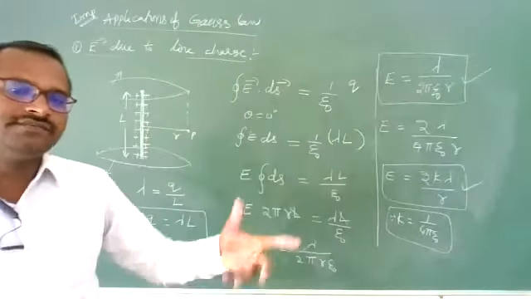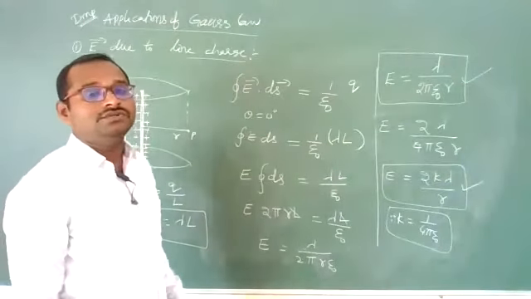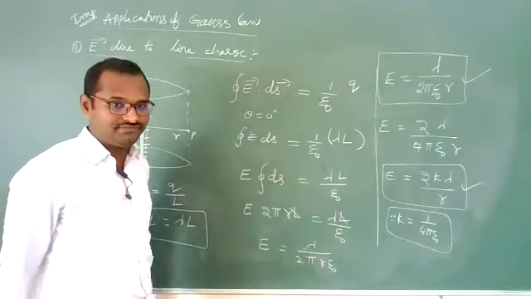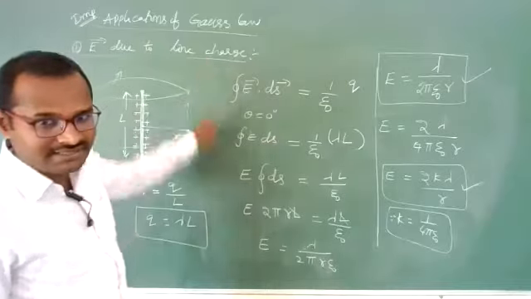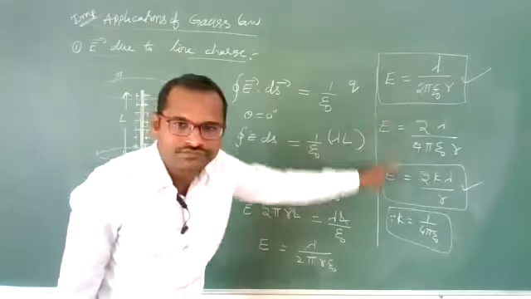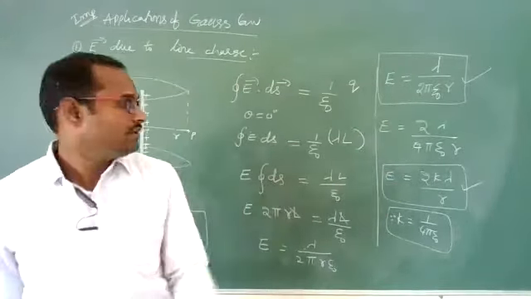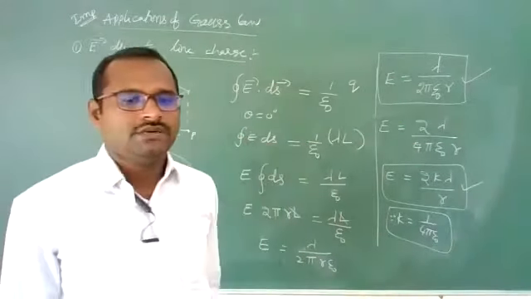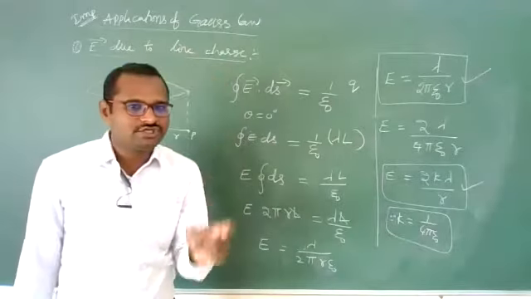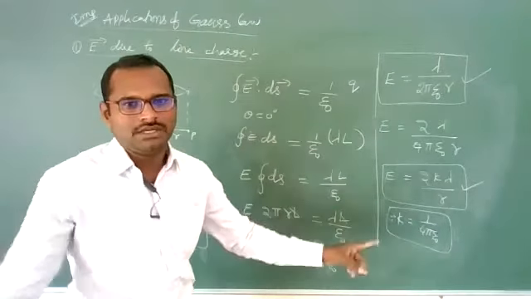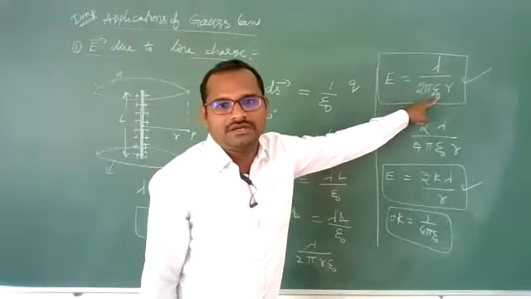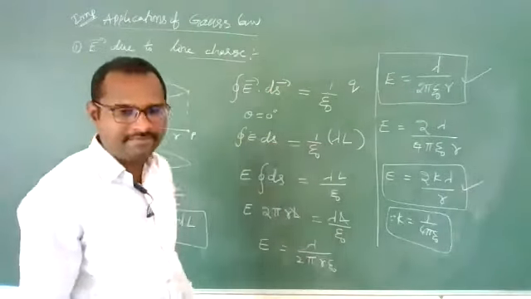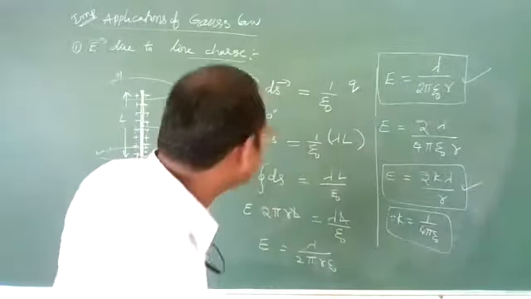But if you use the principle of superposition of electric field, you need to evaluate integrations. It will be somewhat difficult, you may feel. But if you use Gauss law, it will be very simple. Okay, students, you need to remember these two formulas by heart. What will be the electric field due to a line charge at a distance r? Lambda by 2 pi epsilon naught r, or 2k lambda by r. Any one formula you need to learn by heart. Remember.